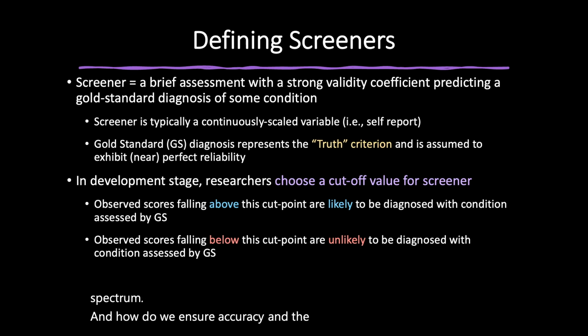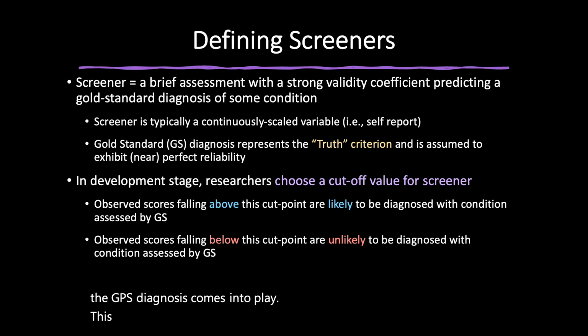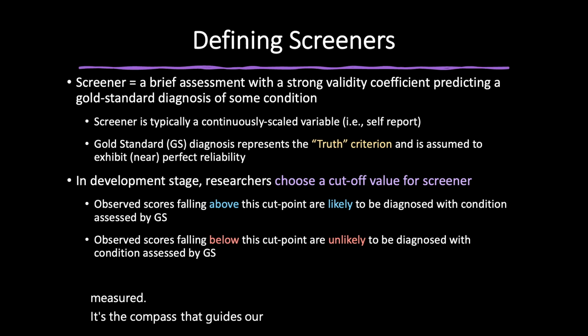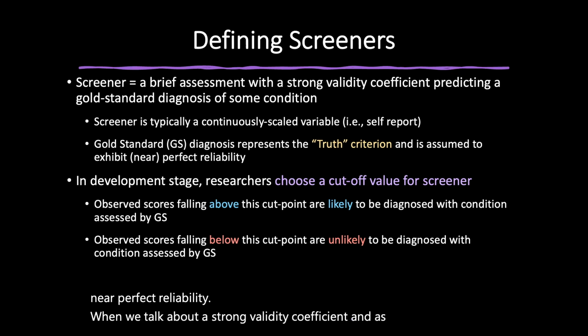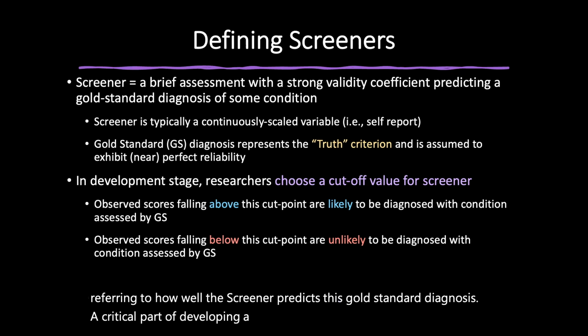And this is where the gold standard, or the GS diagnosis, comes into play. This represents the truth criterion. This is like a yardstick by which all else is measured. It's the compass that guides our understanding, and it's assumed to exhibit near perfect reliability. When we talk about a strong validity coefficient in a screener, we're referring to how well the screener predicts this gold standard diagnosis. A critical part of developing a screener is determining a cutoff value.